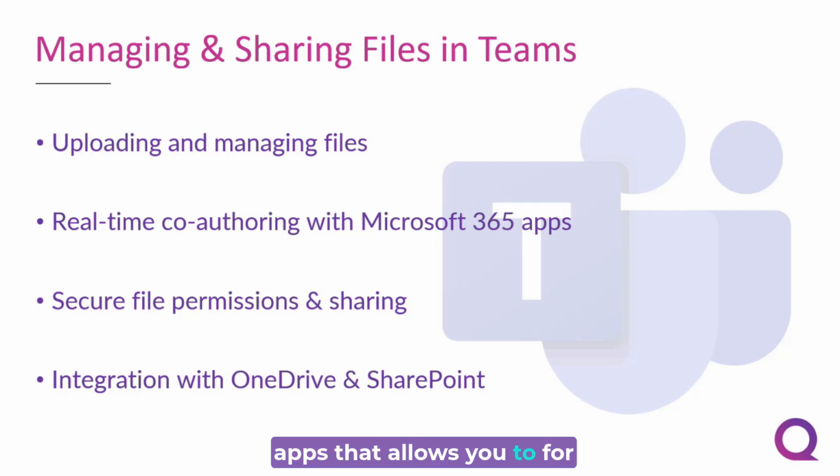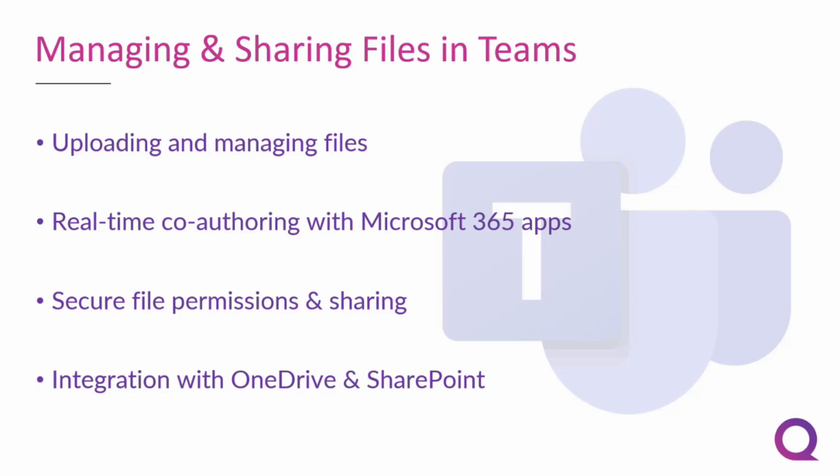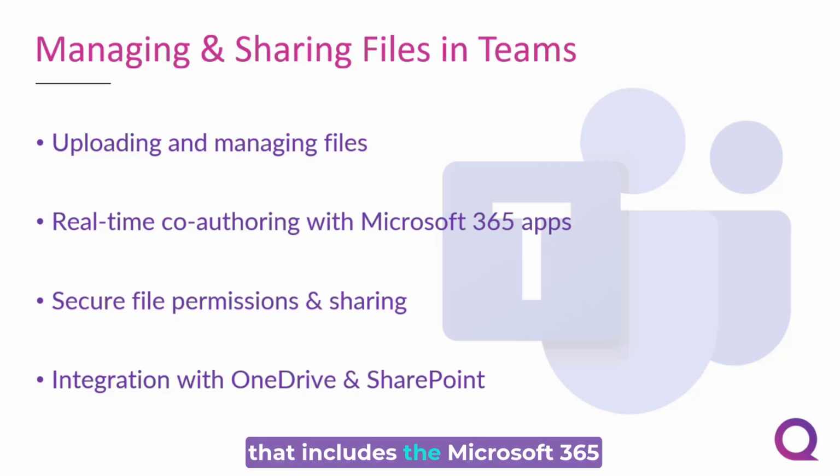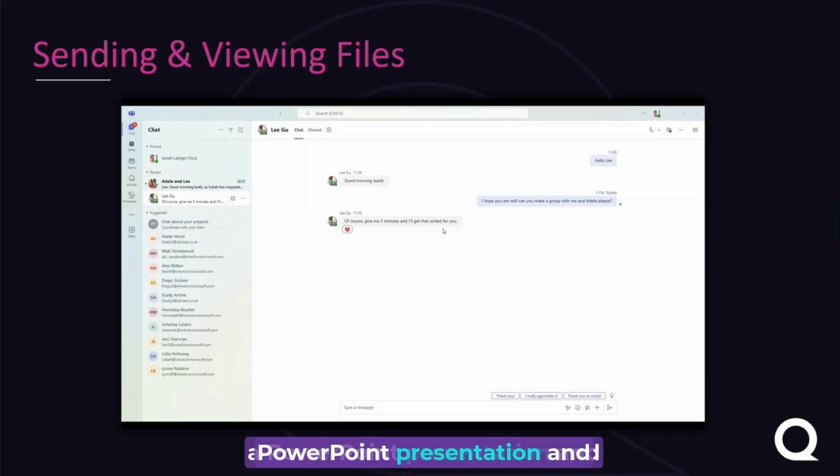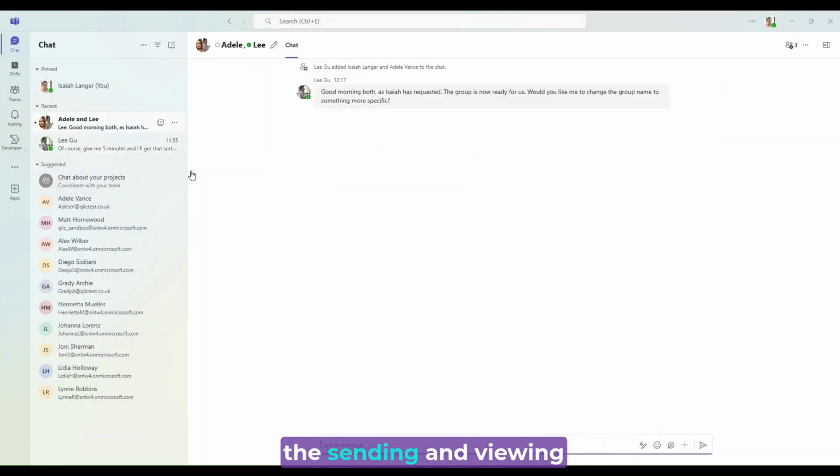But one of the main talking points will be the real-time co-authoring with Microsoft 365 apps. That allows you to, for instance, share a file within a group of you, and as long as you're using a business premium license, that includes the Microsoft 365 apps natively within that license, you will be able to open a file together, such as, let's just say, a spreadsheet or a PowerPoint presentation, and you'll be able to go through and amend, view, things of that nature.